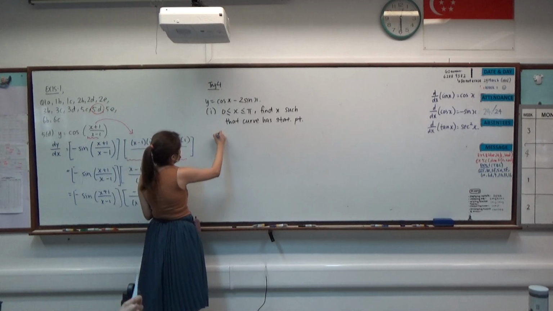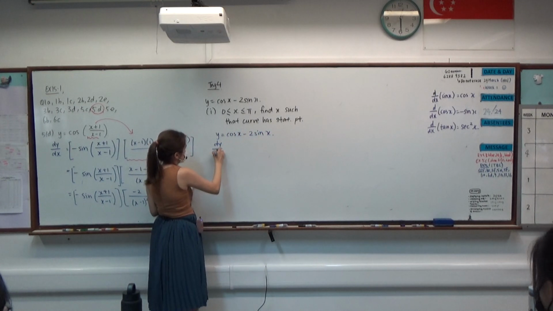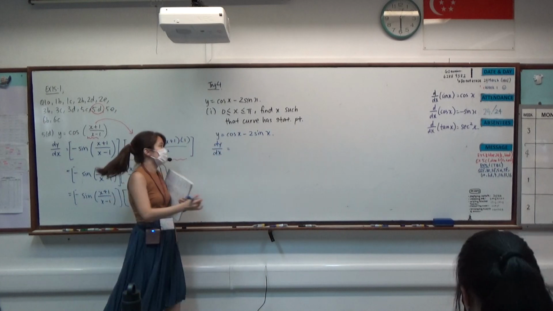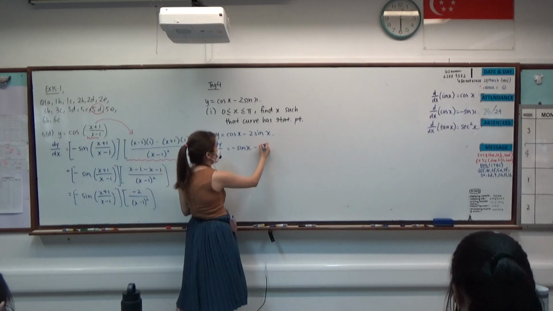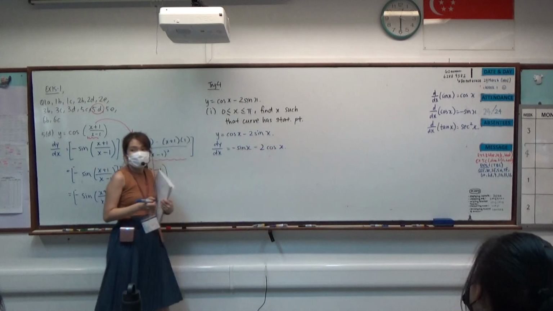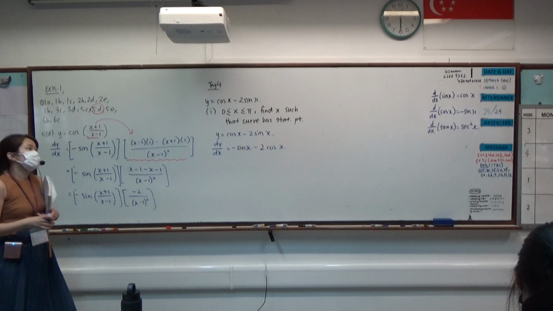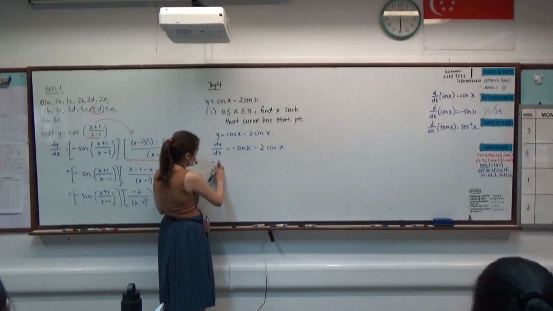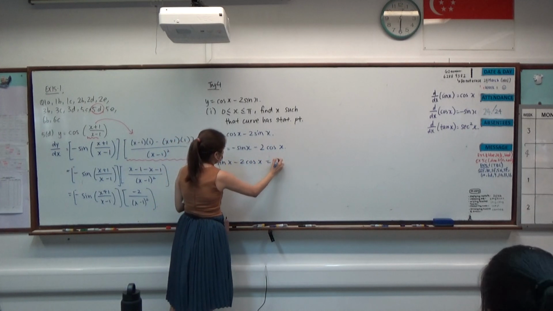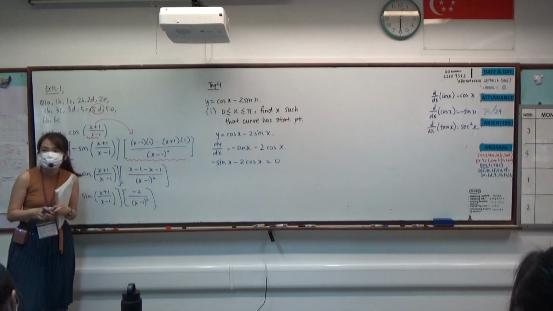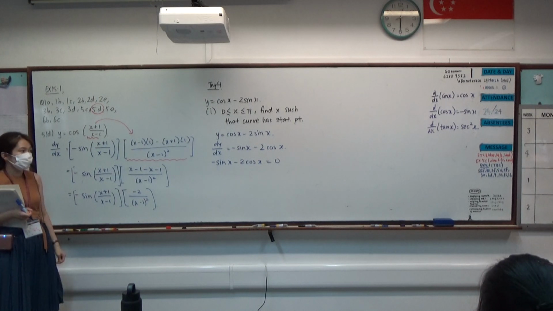Alright, so let us first differentiate the equation of the curve. Cosine, we will get negative sine x. Minus 2, differentiate the sine, we get cosine x. So the first derivative is negative sine x minus 2 cosine x. Stationary point, the derivative is equal to 0, so we put that out first. Negative sine x minus 2 cosine x is equal to 0.